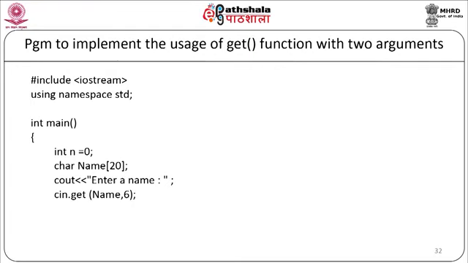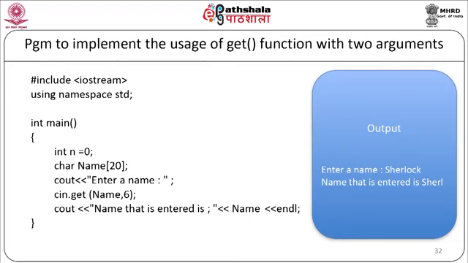Here whatever input the user gives, it will just accept the first 5 characters of that particular input and it will be stored inside the array name. Now we'll display the message to the user as cout "Name that is entered is" and the value of name, endl, and our program will end. Now when the above code is compiled and executed, it will produce the result as "Enter a name". Suppose the entered name is Sherlock, so it will display the message as "Name that is entered is SHERL", because only the first 5 characters of this particular input are taken. Other characters will be ignored by the compiler.